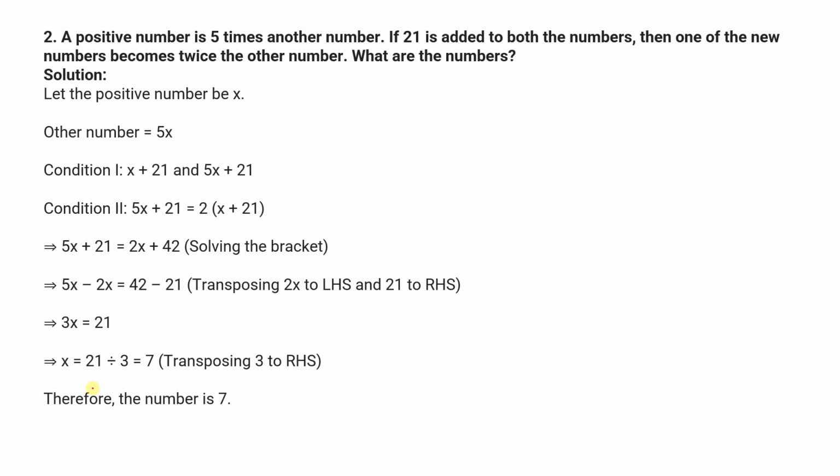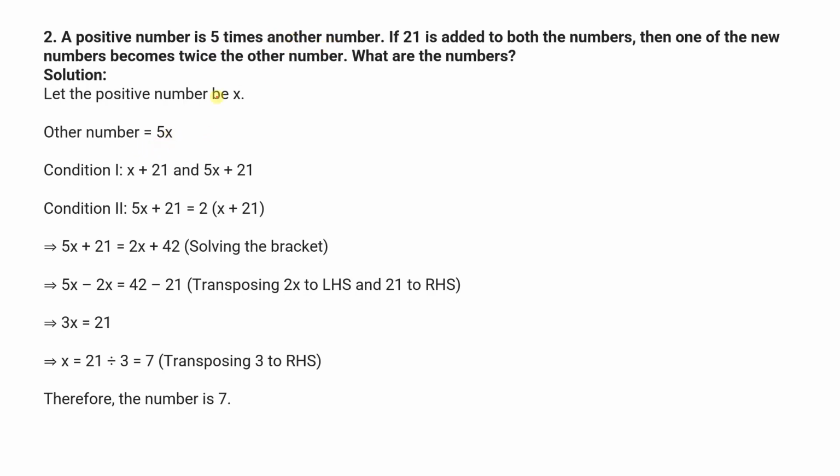Now, second problem. A positive number is 5 times another number. Okay. If 21 is added to both the numbers, then one of the new numbers becomes twice the other number. What are the numbers? A positive number is 5 times another number. That means you have to assume the positive number as x. Okay. Other number. So what is the other number? The positive number is 5 times the other number.